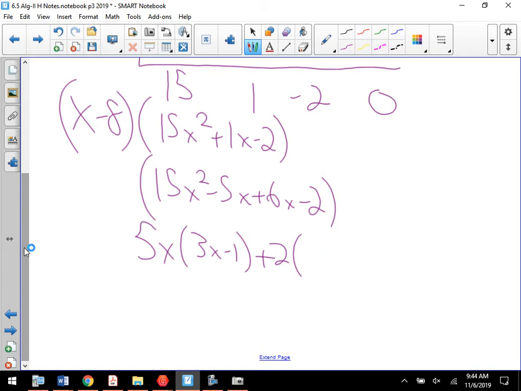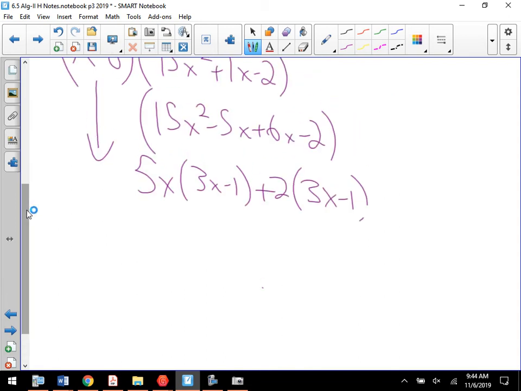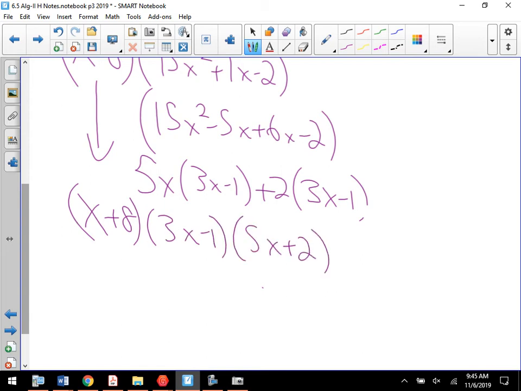Oops, sorry, 3x. So this keeps coming down. It's going to give me my terms: x plus 8, 3x minus 1, and 5x plus 2. Which means you now know where your zeros are.